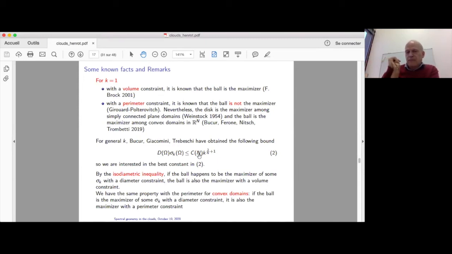Okay? At least in the class of convex domains for the perimeter, and in the general class for the diameter. So the diameter constraint is stronger than the volume or the perimeter constraint for the Steklov eigenvalue, because it is a maximization problem. For the Dirichlet eigenvalue, it was the reverse. The volume was stronger than the diameter or the perimeter.